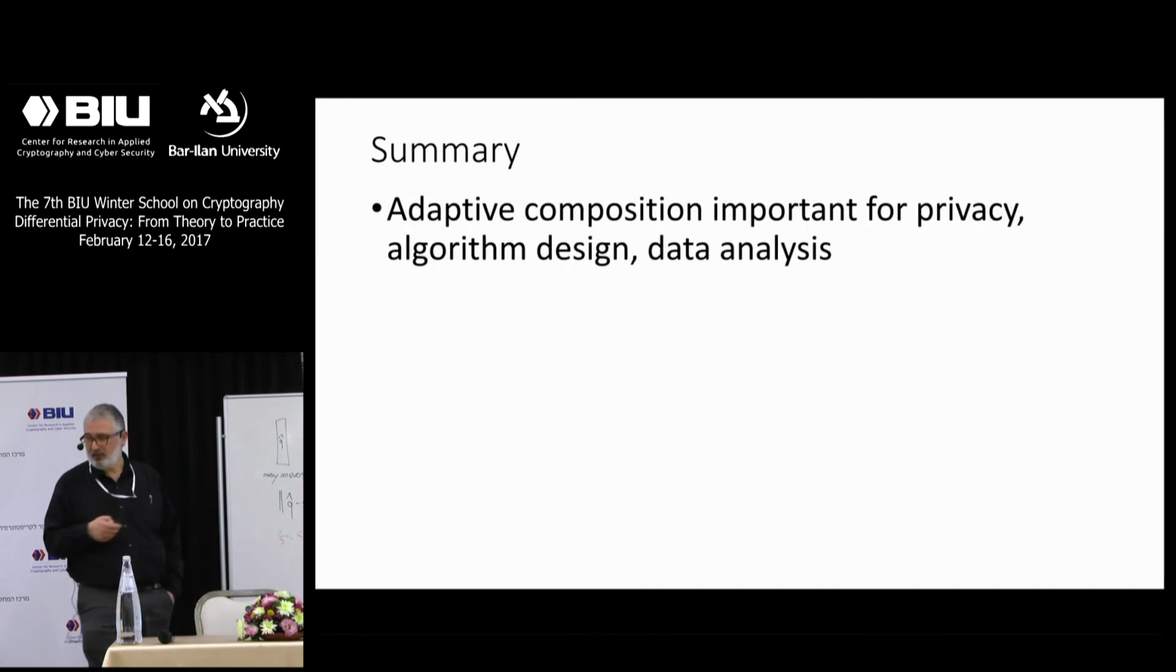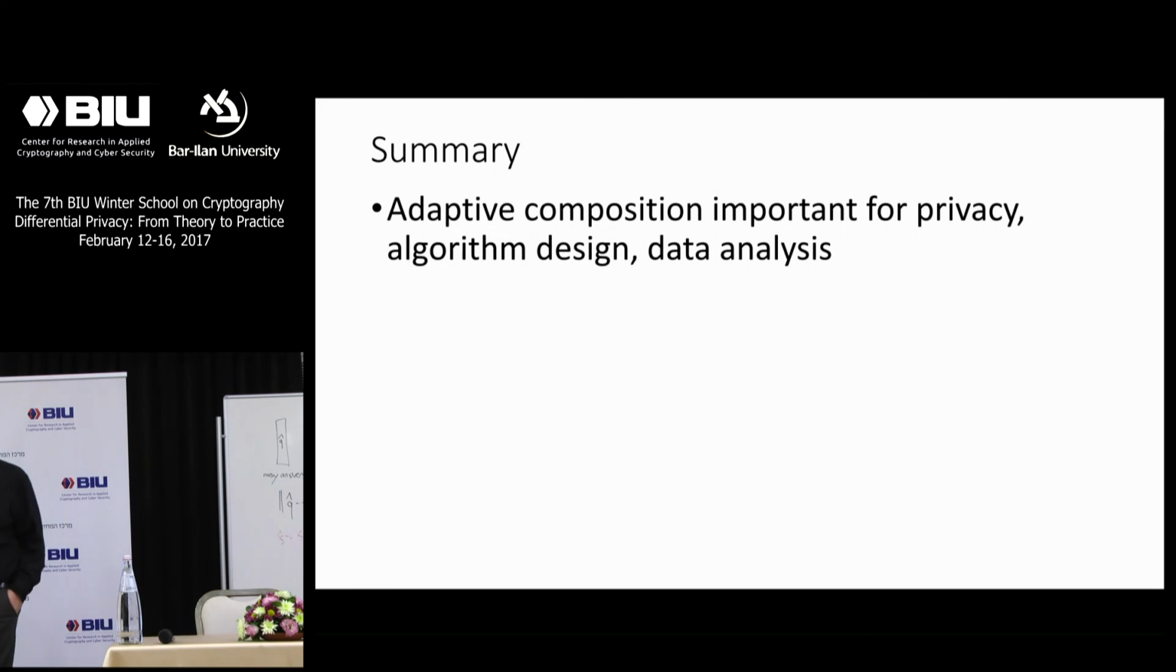Okay, let me summarize, and then maybe we have a few questions. I want to stress again that adaptive composition is important for privacy. Part of having a reasonable definition of privacy is that we need composition, and we need the composition theorems to be as strong as possible. In particular, we want to encounter adaptive adversaries.